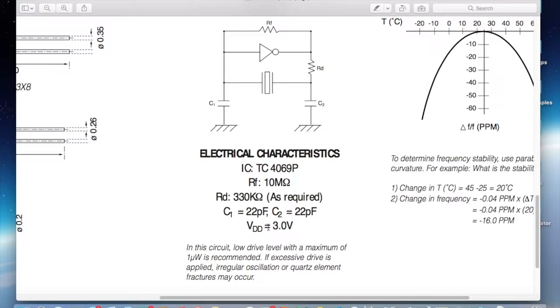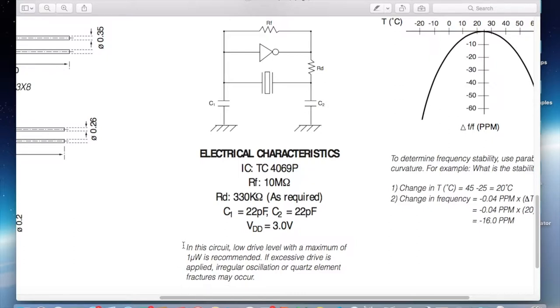And recommended supply voltage is 3 volts maximum. And I'll show you what happens when you exceed this. If you go above 3 volts or above 3.5 volts, strange things begin to happen. They're recommending this TC4069P, which is a Toshiba CMOS part. I think it's a hex inverter. I don't have one of these in my inventory, so I use the 4001B. 4001B seems to work fine, as you'll see when we do the demo.